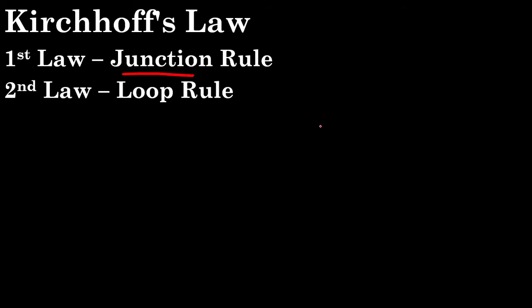Alright, and let's define the word junction first. A junction is a point in the circuit at which three or more wires are connected. Right? So it has to be three or more wires connected.